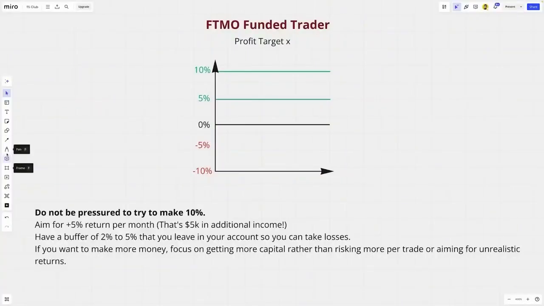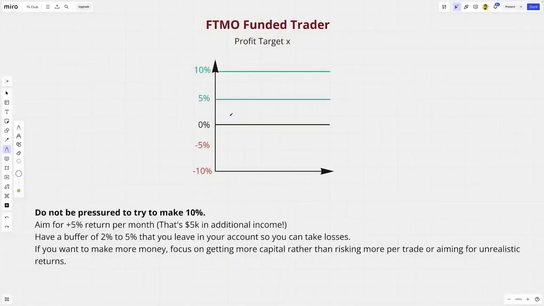And also, last thing I forgot to mention, is to have a buffer of 2 to 5% that you leave in your account so they can take losses, right? Because like I said, when we are funded officially, we want to focus on capital preservation, which means we don't want to risk too much on our trade. We still want to continue risking 0.5 to 1% per trade. Just that right now, we don't have to increase our worries so that we can pass the funding challenge, because we already got the funds. In this case, your focus is to not go below this black line right here.